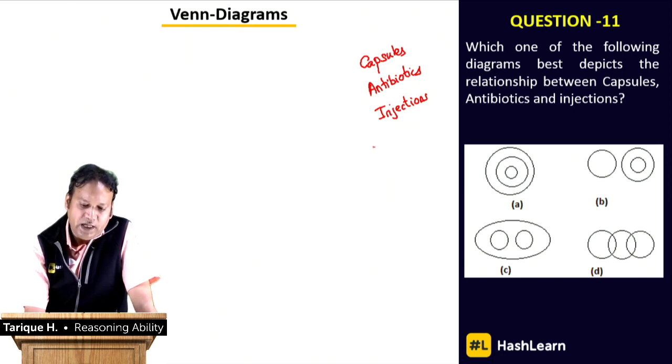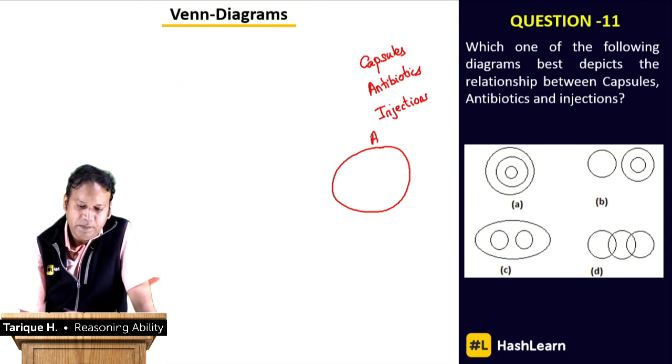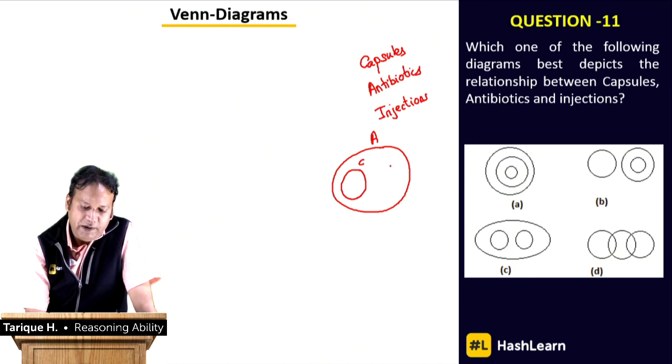We can say that antibiotics is a larger circle. So let's say antibiotics are there. Some antibiotics are in the form of capsules. Some antibiotics are in the form of injections, and capsules and injections will not have any overlap, which is why the correct answer is C.